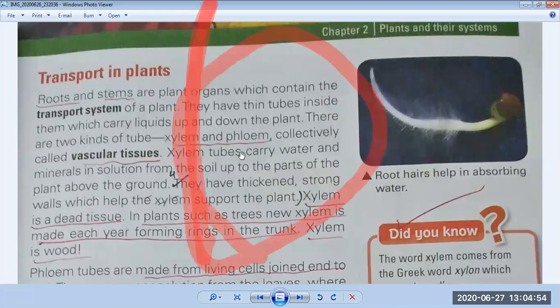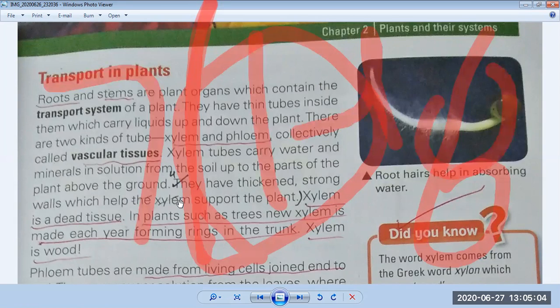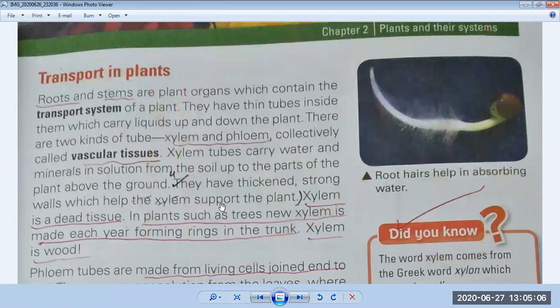So xylem tubes carry water and minerals in solution from the soil up to the part of the plant above the ground. What is the shape of xylem cells? They are thickened, with strong walls which help the xylem support the plant. Xylem is a dead tissue. Why is it called a dead tissue? Because it is made of wood.